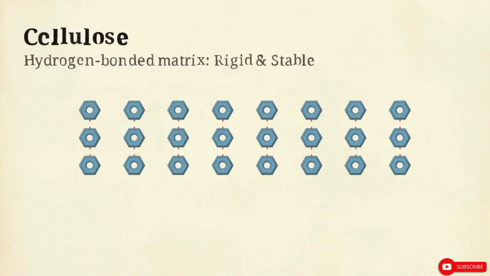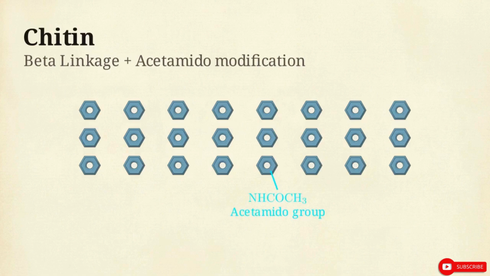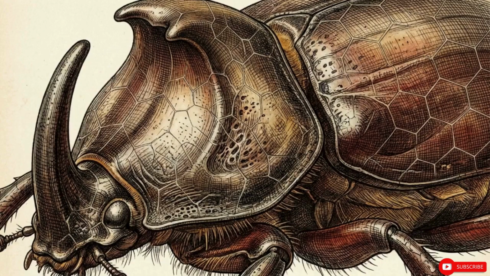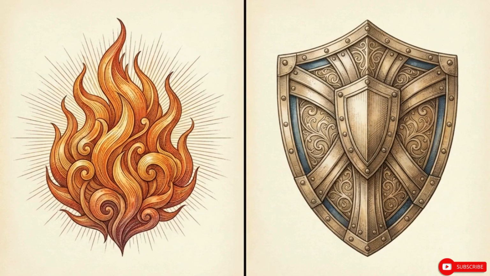Chitin operates on the same logic. It uses a beta linkage but replaces one hydroxyl group with an acetamino group. This extensive cross-linking makes the polymer tough enough to form the exoskeletons of insects. The cell's physical choice between an alpha or a beta linkage at the monomer level directly dictates whether the resulting macromolecule functions as metabolic fuel or structural armor.